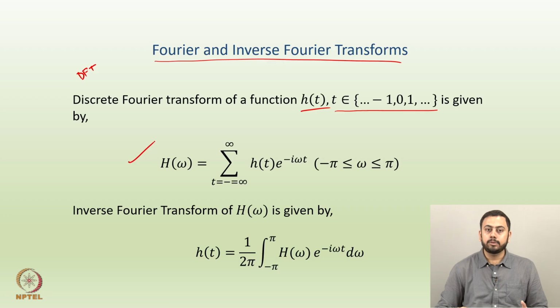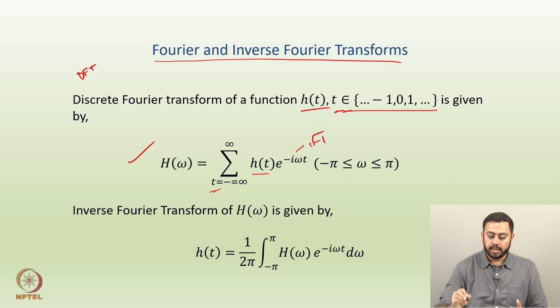Capital H of omega, so omega is a parameter, this is nothing but an infinite sum. So, t goes from minus infinity to infinity. Of course, this t stands for this t here. Okay, so the index goes over all the indices that t can take from minus infinity to infinity. Then you have this function here which is h(t), and then e to the power minus i omega t. Now, this i is nothing but the square root of minus 1, the imaginary number. Okay. So, the Fourier transform of any function is that you take that function h(t) multiplied by e to the power minus i omega t. So, omega is a parameter, and by the way omega is a parameter lying between minus pi to pi, alright.